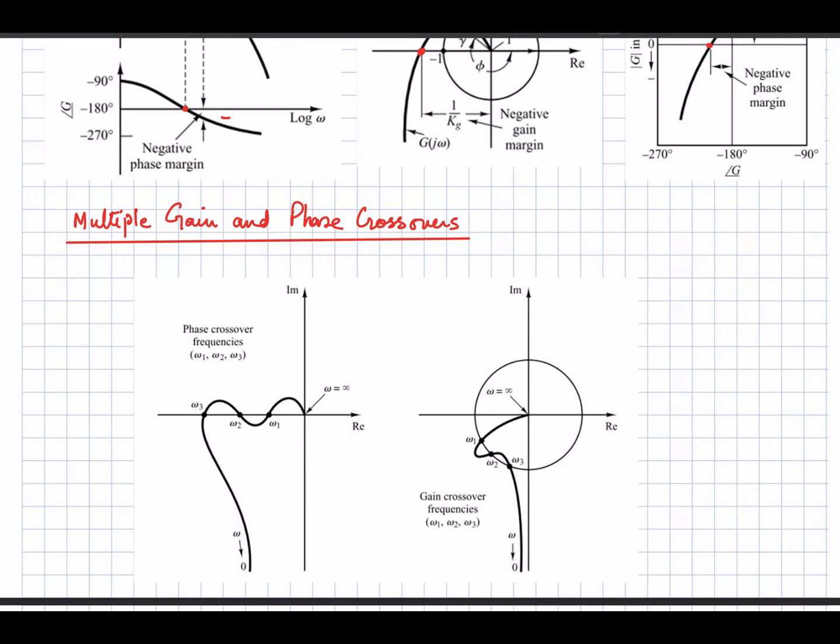Similarly, your polar plot may be like this, crossing your unit circle a number of times, so you will be having a number of gain crossover frequencies, omega 1, omega 2, omega 3. So there are 3 gain crossover frequencies in this particular case.